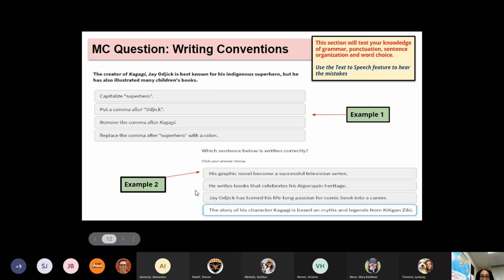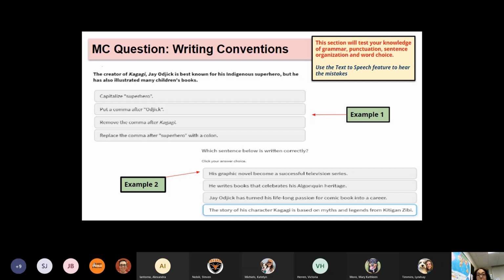In example 2, only one of these sentences is written correctly. The other 3 are incorrect. And if you glance at them quickly, it may seem as though they're all correct. But if you hear it or if you say it to yourself out loud, you notice some errors. So if you look at the first one, "his graphic novel become." As soon as I read that out loud, I know that something's off there, so I can eliminate that. It is not written correctly.